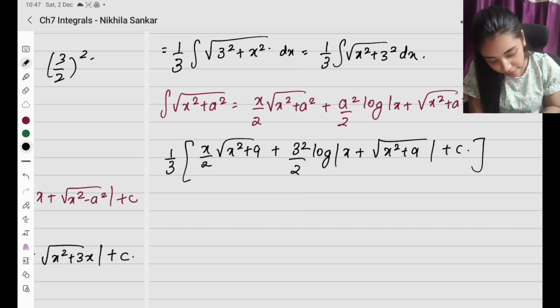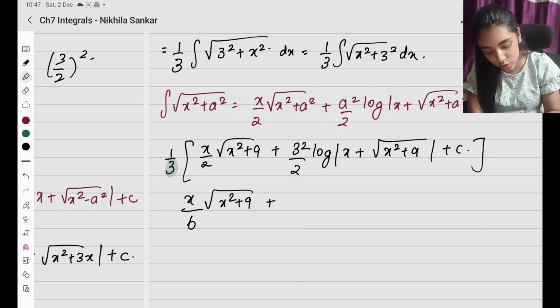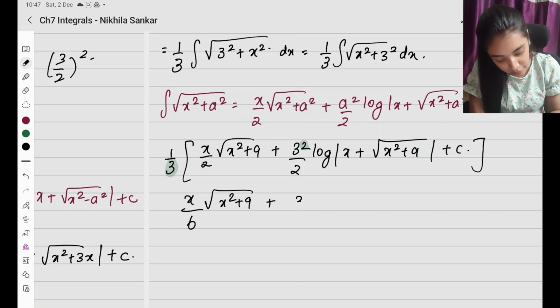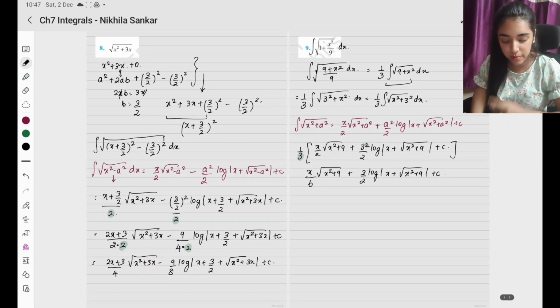When I open the bracket, with the 1 by 3 outside, I have x divided by 3 2s are 6 times square root of x square plus 9, plus here I have 3 square. So one of the 3 will get cancelled. The 3 here and the 3 here will cancel. So I'll be left with 3 by 2 log mod x plus square root of x square plus 9 plus c. So this is my final answer. Okay, please copy.